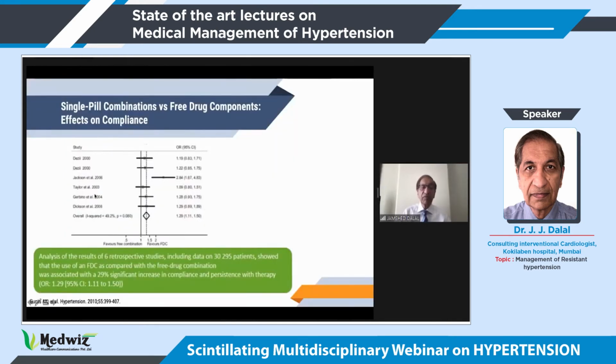Now, again, in order to maintain compliance, as I mentioned, it's very important to use a single pill combination. So if you're going to use 5 or 6 drugs for severe resistant hypertension, the patient will not take 6 drugs a day. So the best thing to do is to give a combination of 3 drugs in one single tablet in the morning, and in the evening, a combination of either 2 or 3 drugs in one single tablet. So with 2 tablets, one morning and one evening, you should be able to control most of these patients.